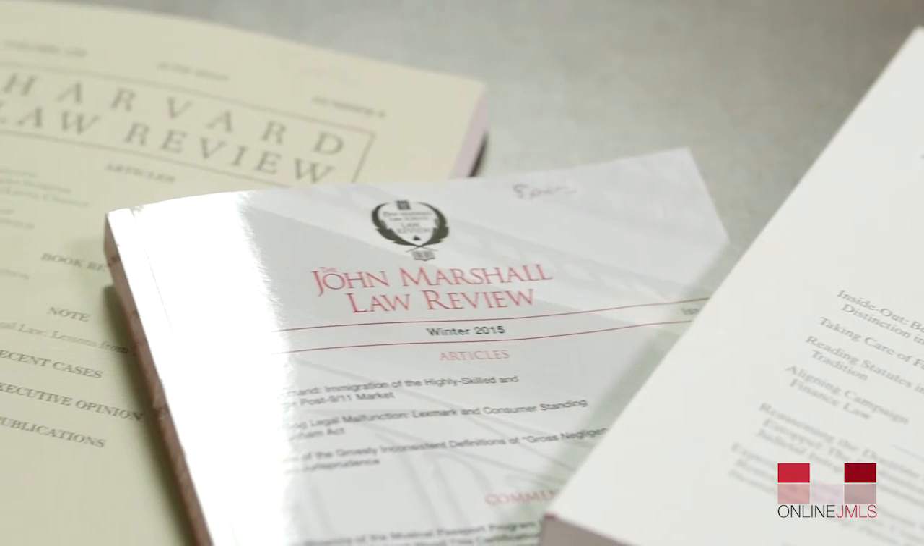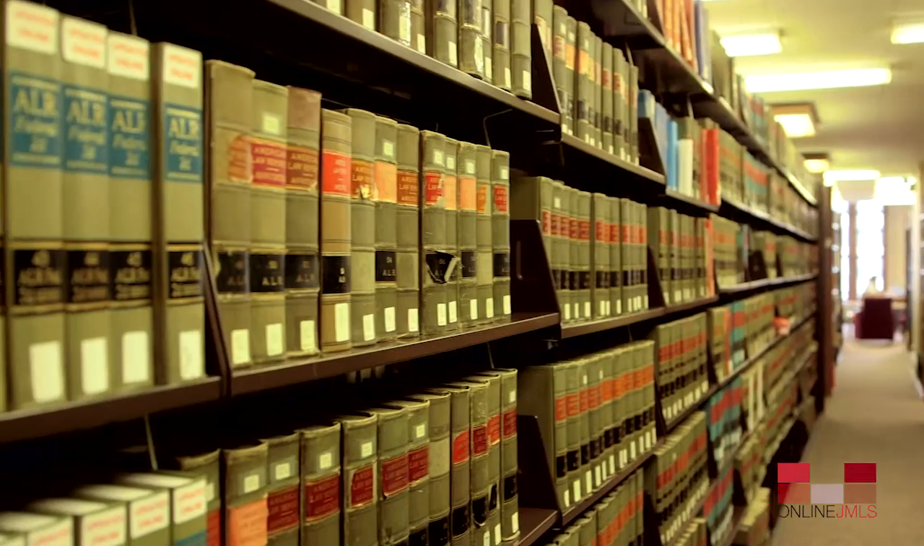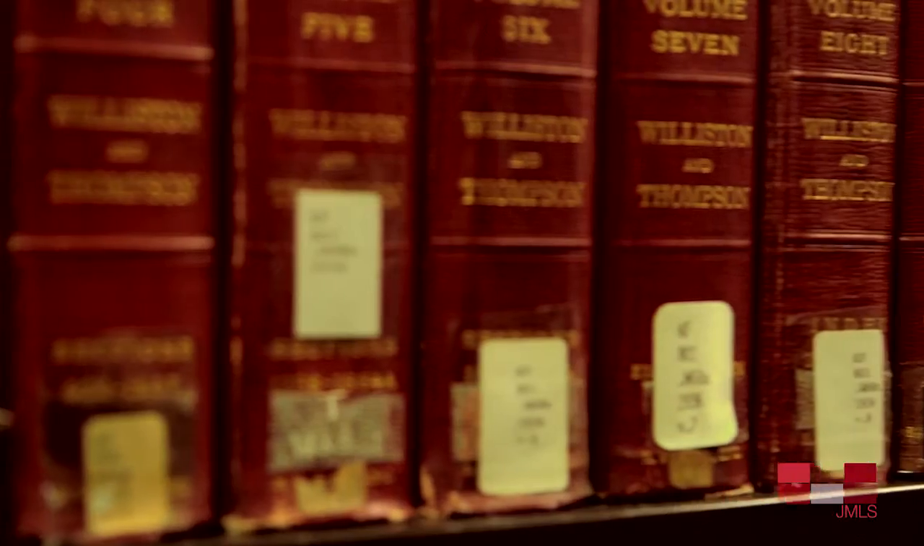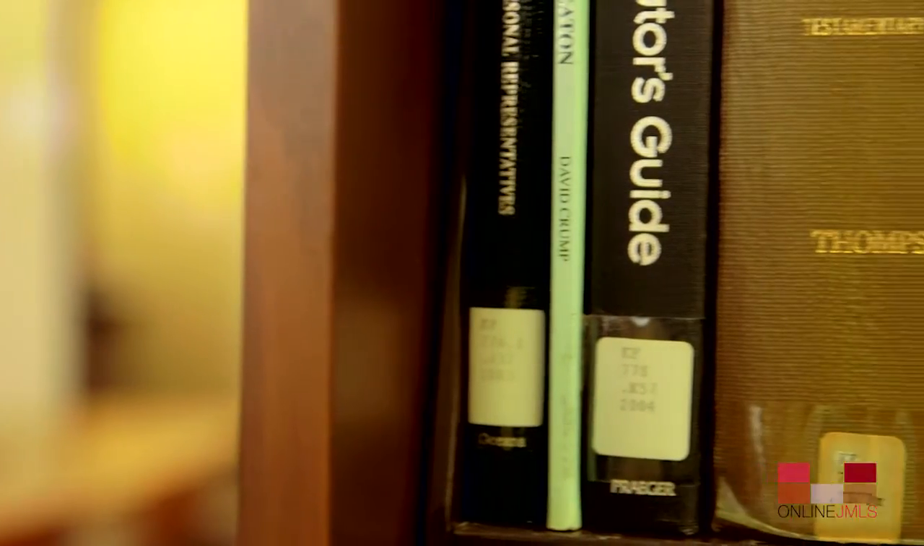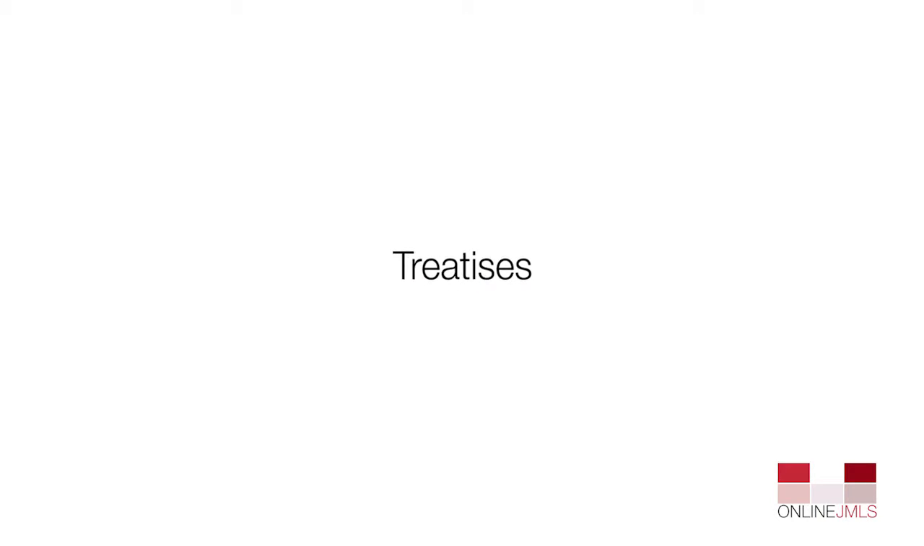Secondary sources generally serve a few different purposes. They help you find useful primary sources like statutes and case law, they explain the law, and they can help you stay up to date. This video covers a few different types of secondary sources, including treatises, law review articles, and research guides.